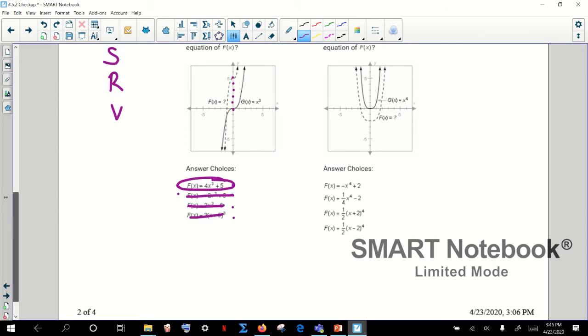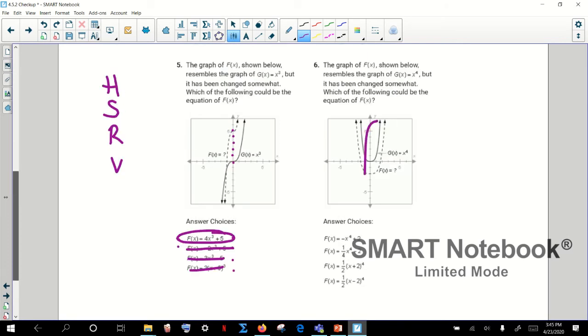All right, number 6. So it looks like a parabola, but this is actually a quartic function. Kind of looks like a little bit flatter towards the bottom. Do we have a horizontal shift? No. Do we have a vertical stretch or compression? I think possibly. It looks a little bit wider, doesn't it? What about a reflection? There's no reflection here. Okay, so we can automatically get rid of this first one because we have no reflection. And then a vertical shift, it looks like we're going down 2.